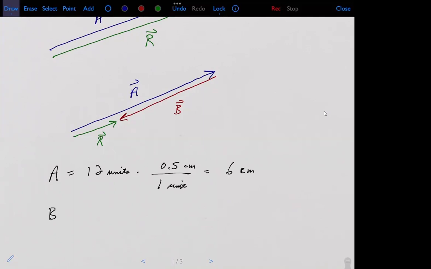And then B is 8 units. And again, if I use this conversion factor, 0.5 centimeters over 1 unit, that's going to give me 4 centimeters. Okay, so that's how long I need to draw these things. All right, so let me actually solve this now using the graph paper.